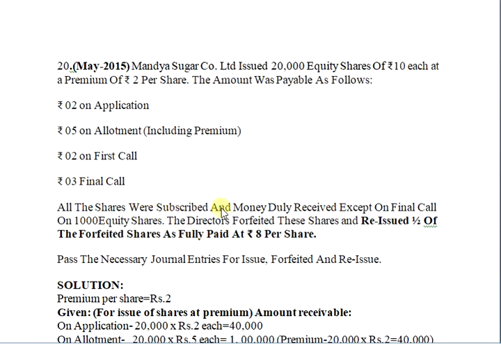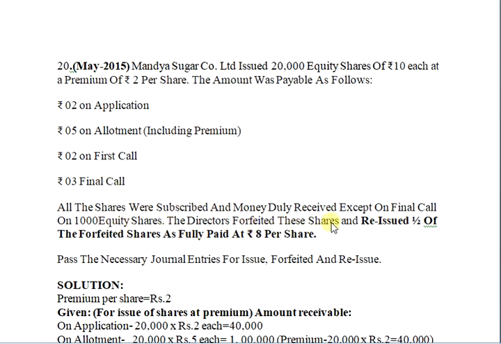All the shares were subscribed and the money duly received except on the final call on 1000 equity shares. On 1000 equity shares we did not receive the amount on the final call. So overall there are 20,000 equity shares. Out of these 20,000 equity shares, we did not receive the amount on 1000 shares, which means we have received the final call amount on only 19,000 shares.